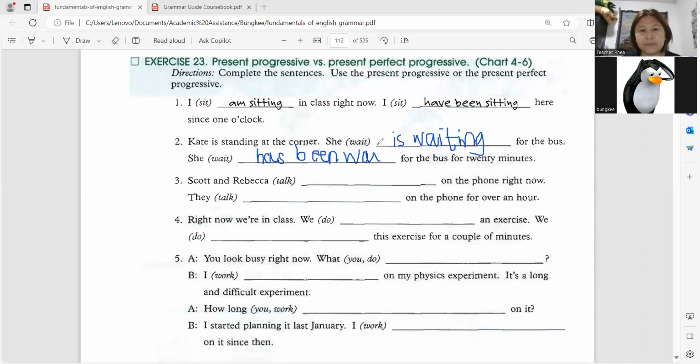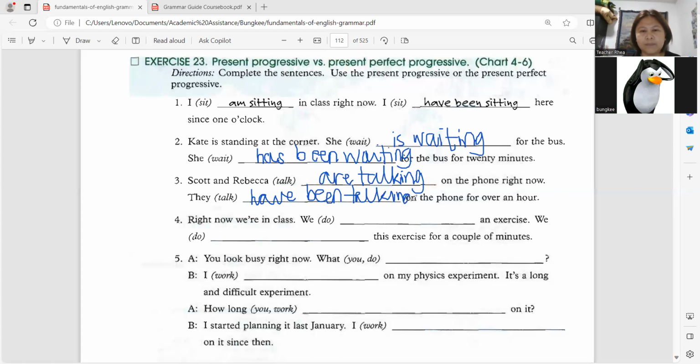Scott and Rebecca are talking on the phone right now. They have been talking on the phone for over an hour. Okay, yes. Number 4. Right now we are in class.